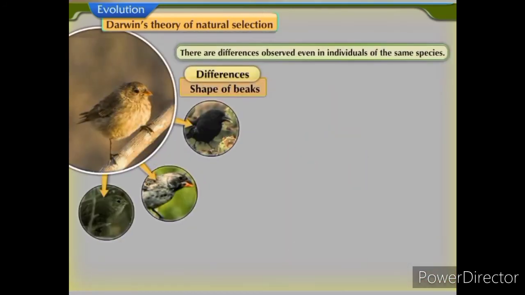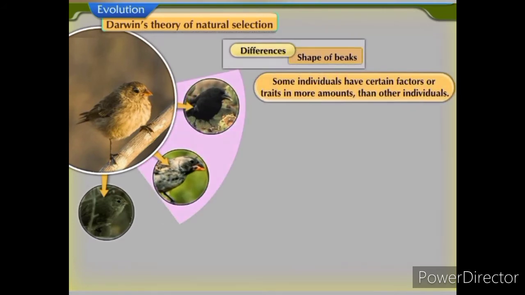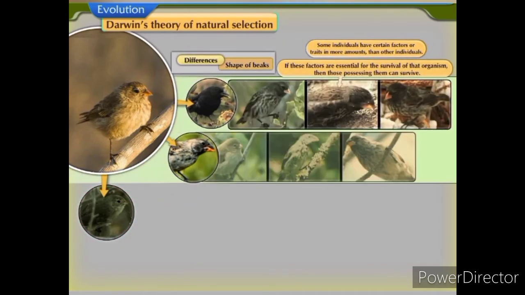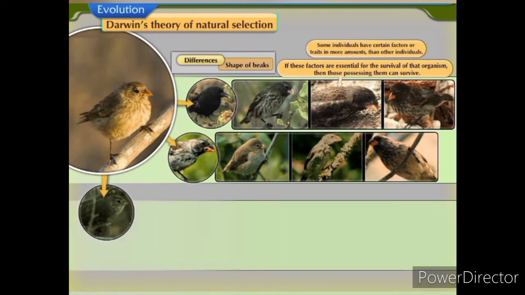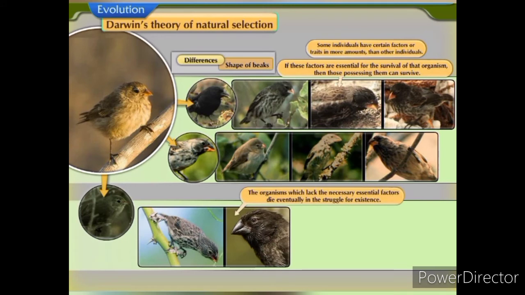There are differences observed even in individuals of the same species. Some individuals have certain factors or traits in more amounts than other individuals. If these factors are essential for the survival of that organism, then those possessing them can survive, while those which lack these necessary factors die eventually in the struggle for existence.